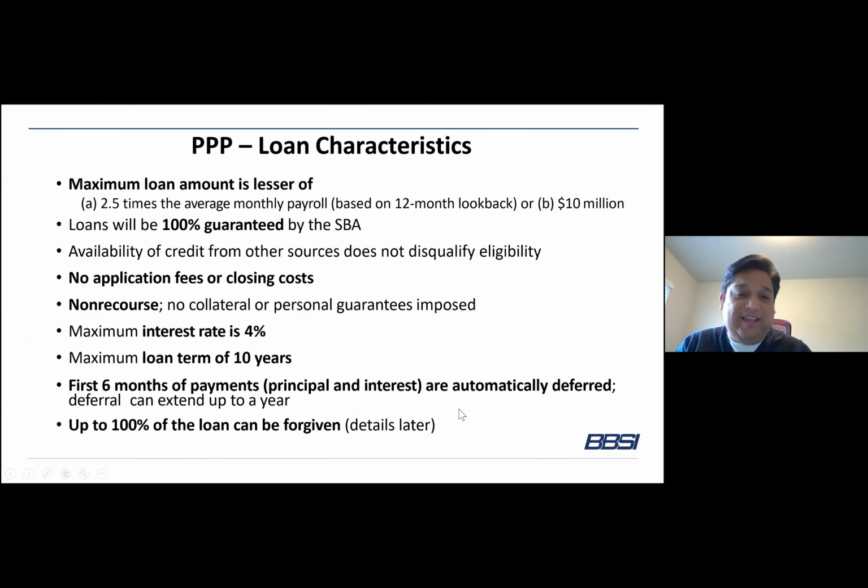That is correct. Exactly. The whole goal of this is to get cash flow going and get your employees paid so your business can continue on its normal course. A couple of things to note also: the first 6 months of payments of principal and interest are automatically deferred, and from what I heard, you can apply to extend that up to a year, but you have to work with the SBA administration to get the extension. Right.